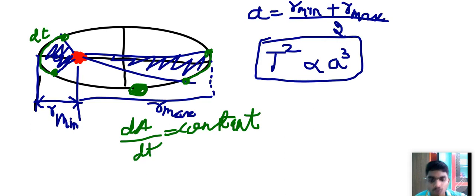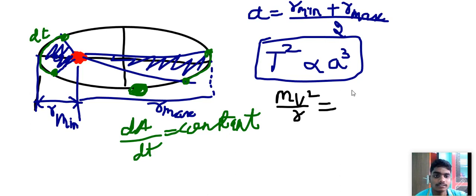So to exactly derive this, I am taking mv squared by r as the centripetal force. This is going to be the gravitational force. Capital M is the mass which is centrally located, and this small m, which is written here, is the mass of the satellite. This is capital M and this is small m.